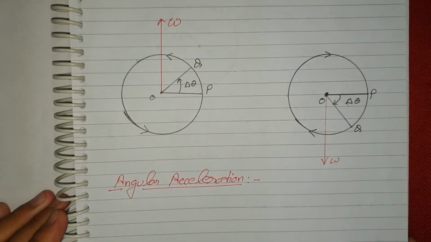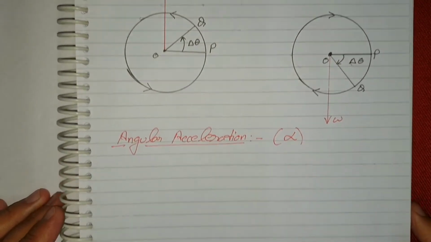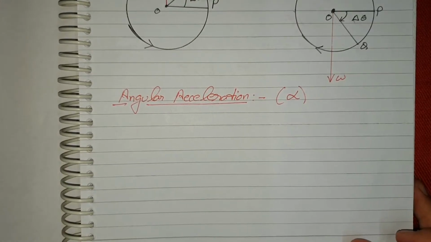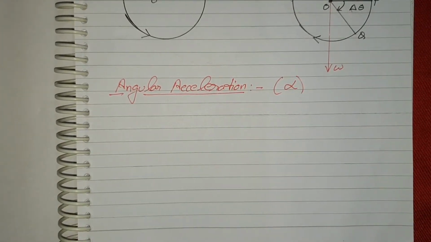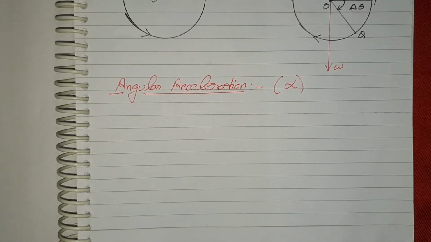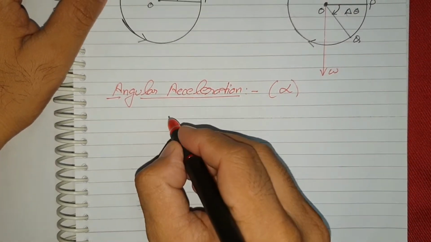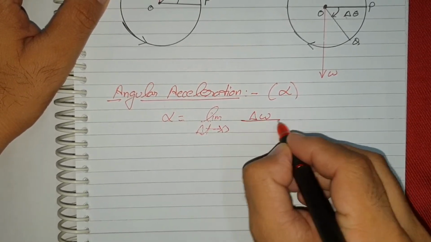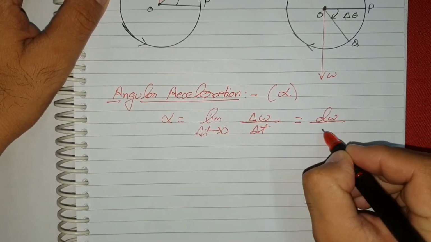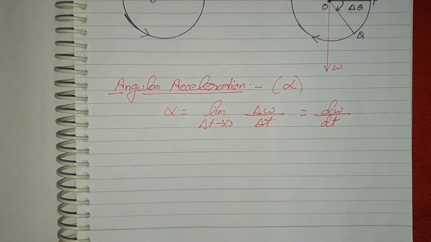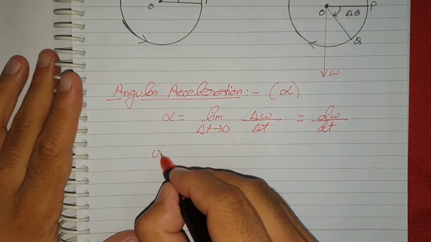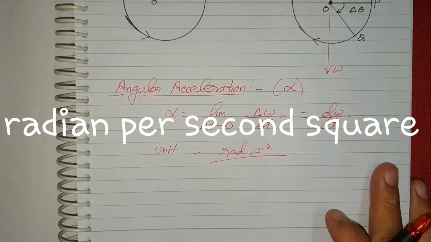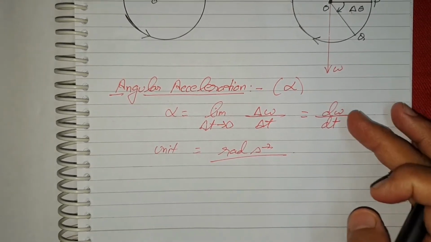Angular acceleration. Angular acceleration is represented by the letter alpha. So this is how the angular acceleration is represented. Now, angular acceleration of an object in a circular motion is defined as the time rate of change of its angular velocity. So alpha is the limit as delta t tends to 0 of delta omega by delta t, that is equal to d omega by dt. And the unit of angular acceleration will be radian per second square. So angular acceleration is the rate of change of angular velocity, d omega by dt.